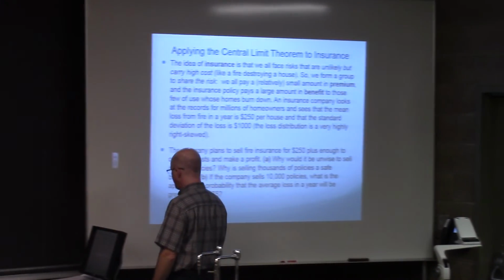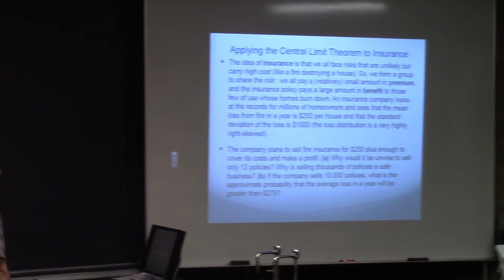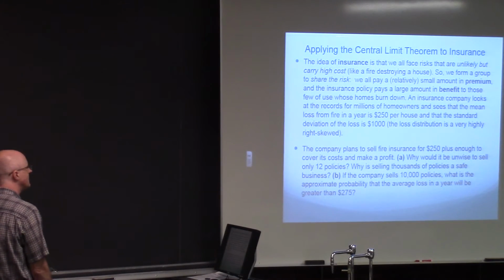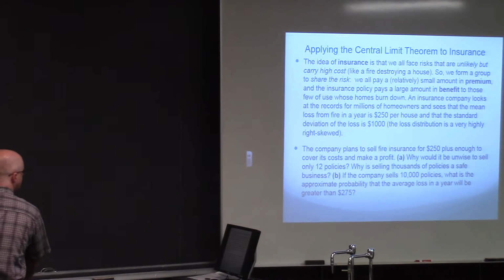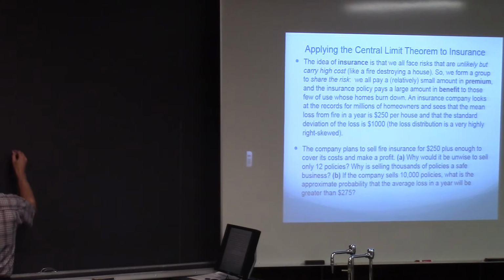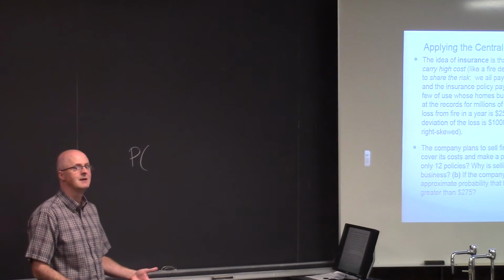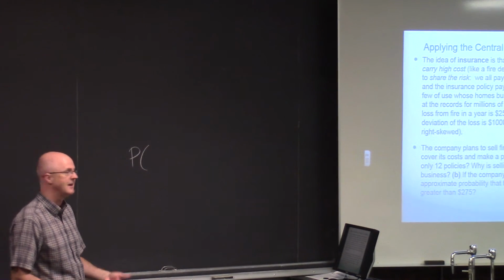Part B is a more precise computation related to the central limit theorem. Specifically, we're saying we sell 10,000 policies. What is the approximate probability that the average loss in the year will be greater than $275? So it's a probability calculation. Use probability notation as we've been doing. Okay? Again, I want you to use this notation, and tell the graders to be picky about it. Use it and use it right.